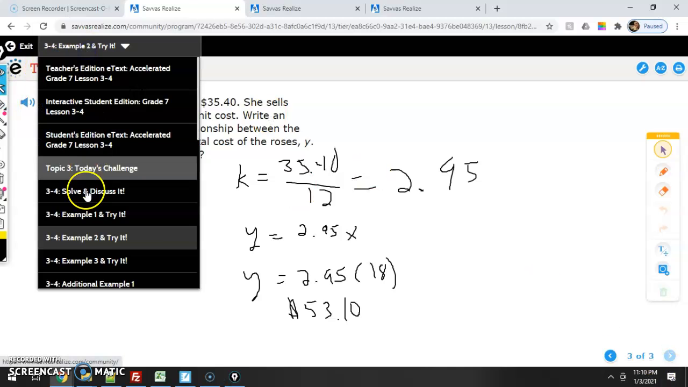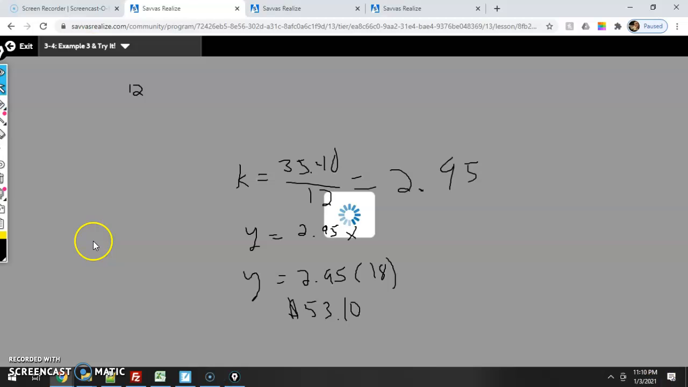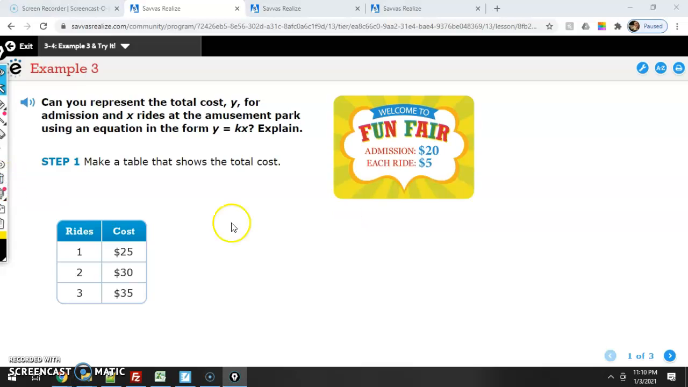All right, let's look at example 3 here. Okay. So, can we represent this with an equation y equals kx? Well, maybe, maybe not. Admission is $20. It's $5 per ride here. Okay, so first ride will cost you $25 because you have to pay for the admission, which is $20 plus $5 per ride. Second ride would be $30, third would be $35.